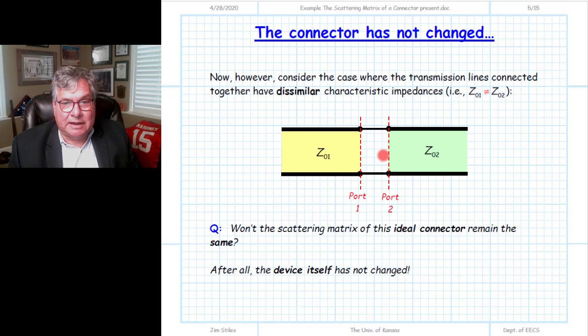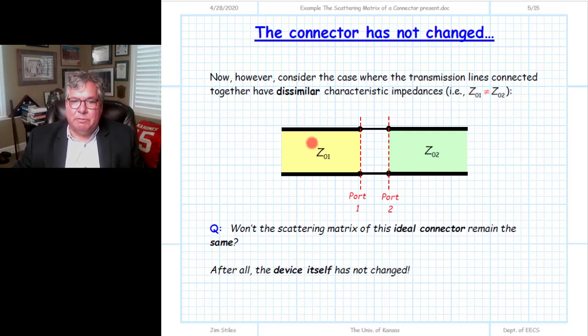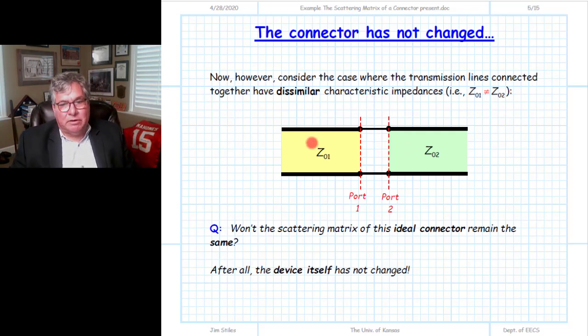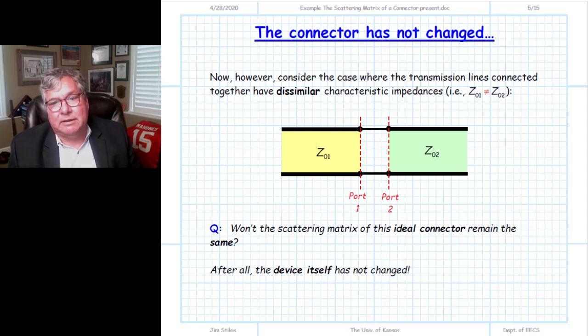So would we get the same scattering matrix, the same scattering parameters? Well, the device hasn't changed, but the transmission lines connected to it have changed. And remember, the scattering matrix depends on both the device itself and the characteristic impedance of the transmission lines connected to it. So we're going to get a different scattering matrix than what we did before.